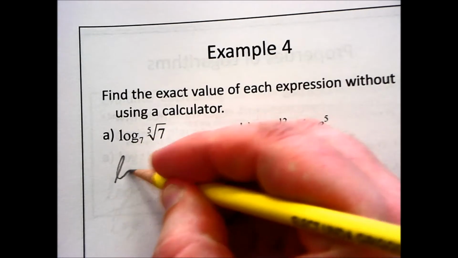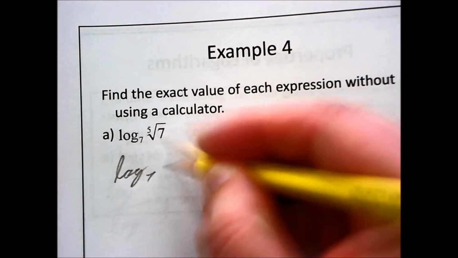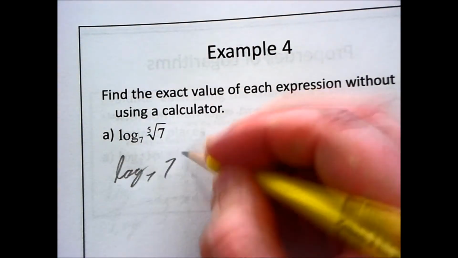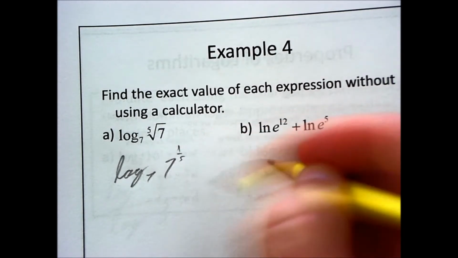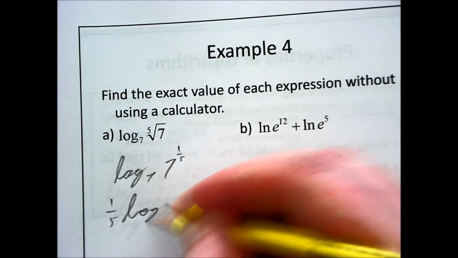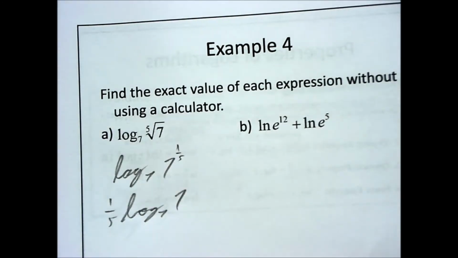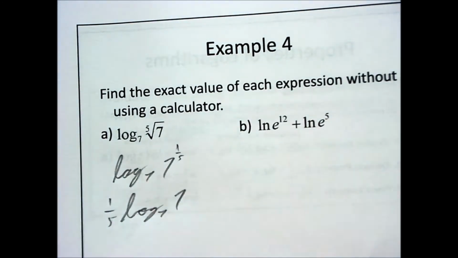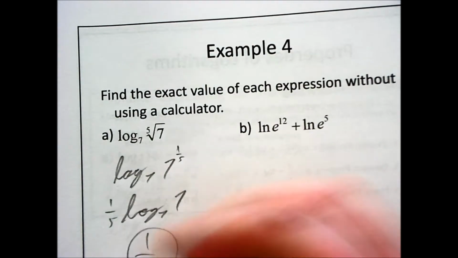Yeah, the idea is because log base 7 of the 5th root of 7 is the same as log base 7 of 7 to the 1/5, and because that exponent can just move out front, you have 1/5 times log base 7 of 7. And what's log base 7 of 7? 1. So you just end up with 1/5.